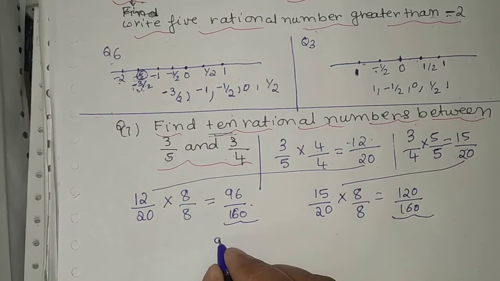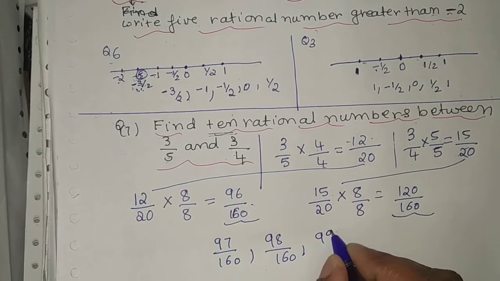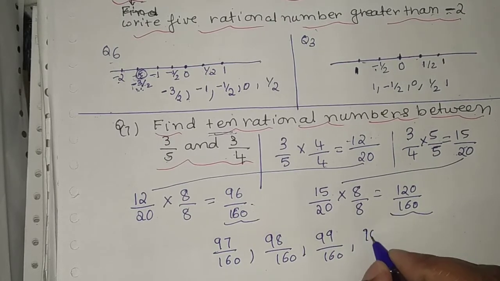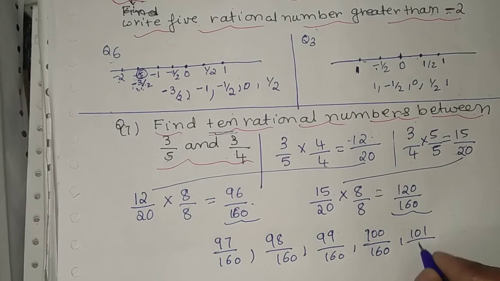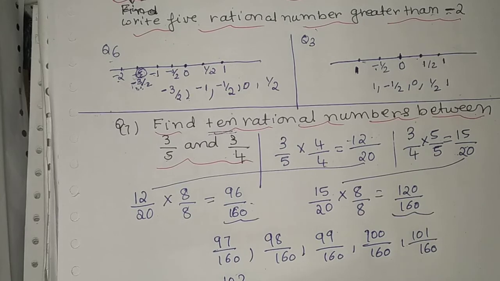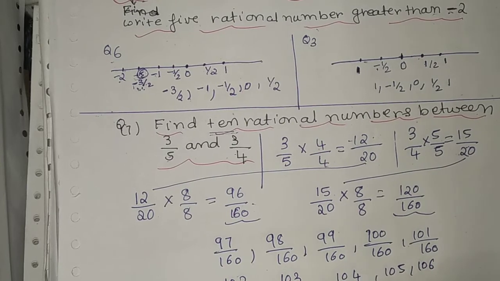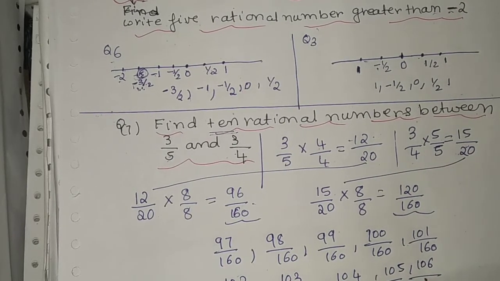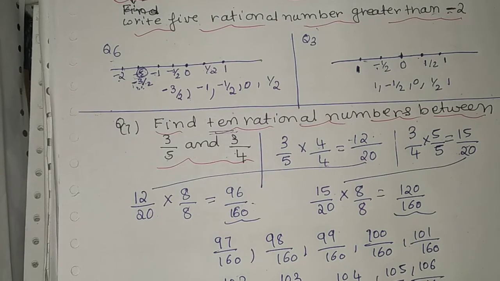After 96 we get 97 by 160, then 98 by 160, 99 by 160, 100 by 160, 101 by 160. This is the first 5. Then we will continue with the 6th one: 102, 103 by 160, then 104, 105, 106. We should write the denominator 160 for each. So this is the solution for questions 5, 6, 3 and 7.